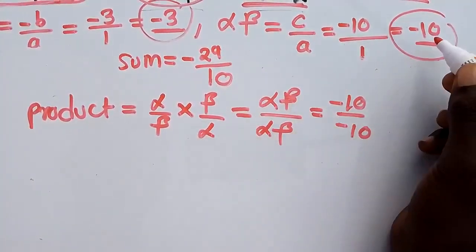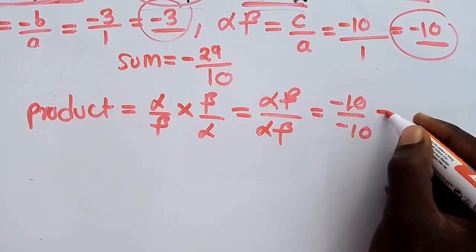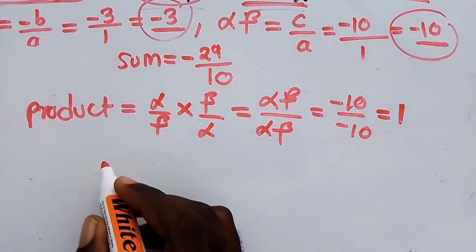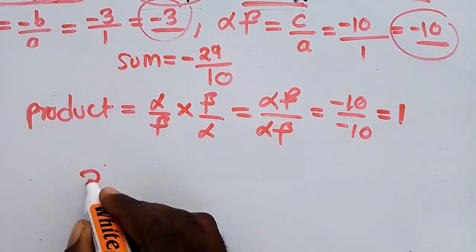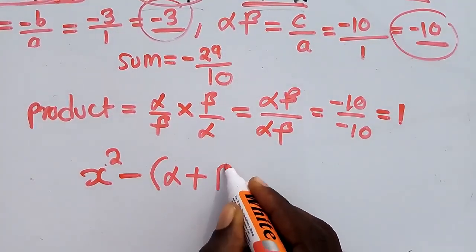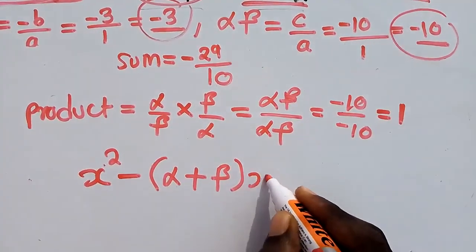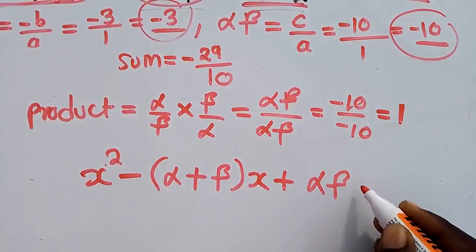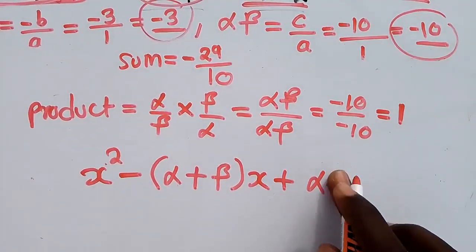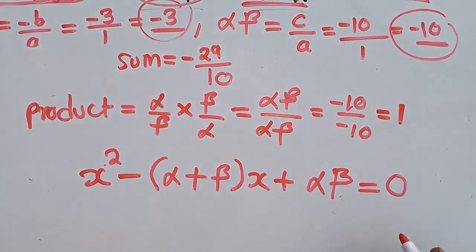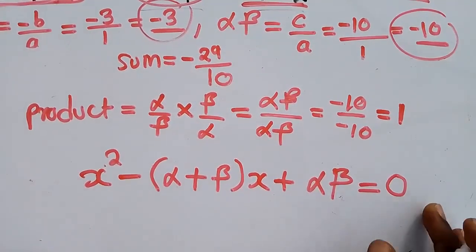Alpha beta, we know that it is negative 10. So negative 10 divided by negative 10 is 1. So we've got the 1 there as the answer. With this now, this is the formula that you need to know: x squared minus the sum of the roots, alpha plus beta, times x, plus the product of the roots, equals 0. This is the equation that you need to know.